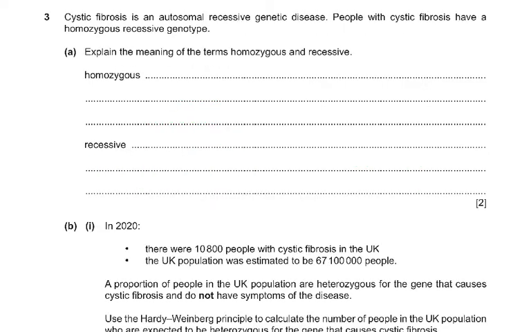Question number 3: cystic fibrosis is an autosomal... What is autosomal? It's not on the gender chromosomes, not on the 23rd pair. It's on the 22 pairs of body chromosomes. So it's an autosomal recessive genetic disease. People with cystic fibrosis have a homozygous recessive genotype, so they have to be this.